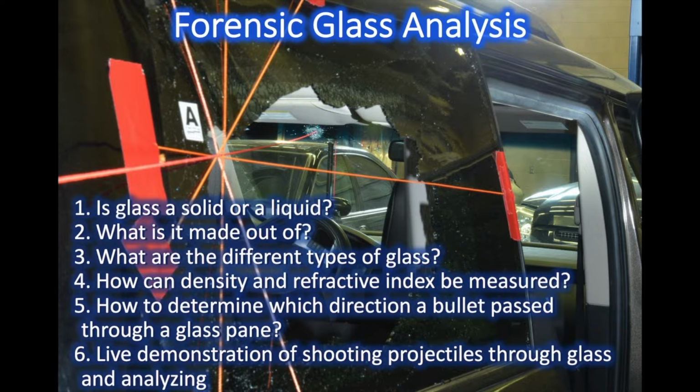We'll take a piece of glass, a glass pane, and shoot a projectile through it, several, and then look at the stress marks, look at the fractures, and see if we can determine from those marks which direction the projectile came from, and from there that will allow us to help rebuild the crime scene. All right, let's get started.